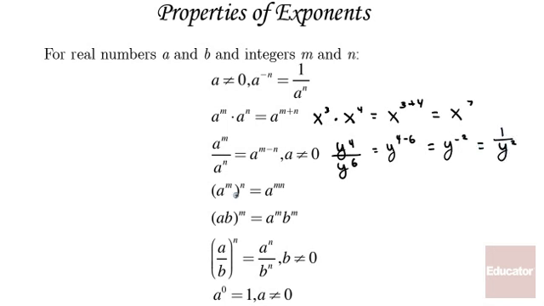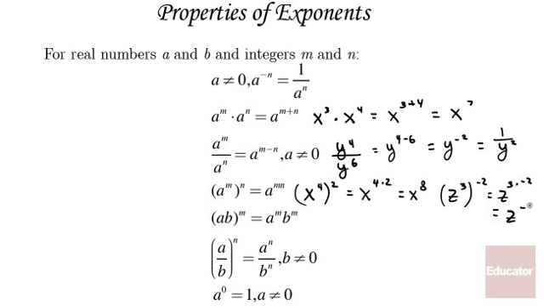Now, raising a power to a power. When you raise a power to a power, you're going to do that by multiplying the exponents. So if I have x to the 4th raised to the 2nd power, I'm going to rewrite this as x to the 4th times 2, or x to the 8th. And again, this works with negative exponents as well. If I have z to the 3rd raised to the negative 2 power, it's going to give me z to the 3 times negative 2, or z to the negative 6 power. So this works for negative exponents.